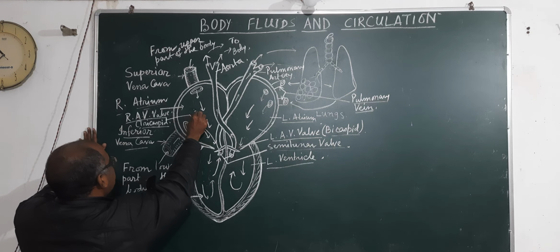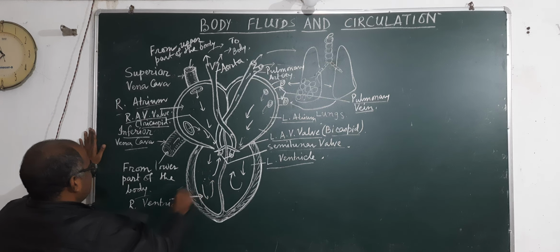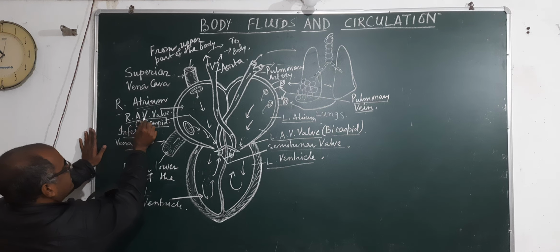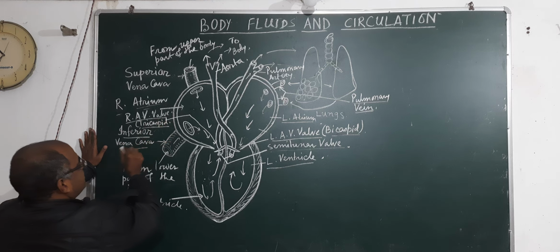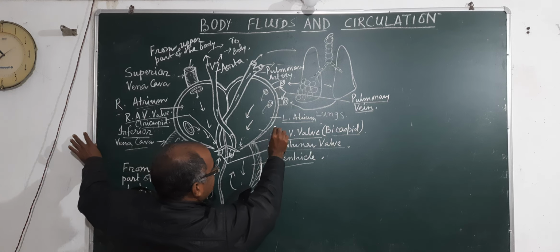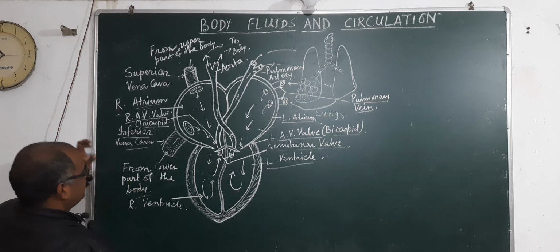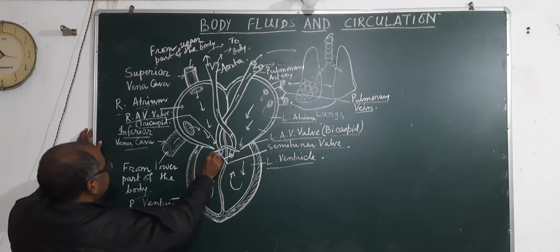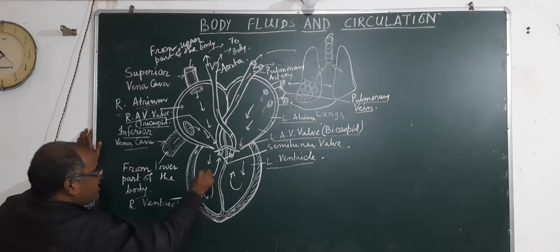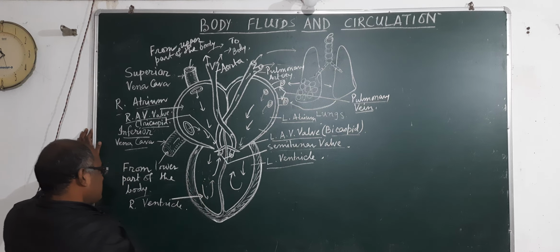From this right atrium, blood comes to the right ventricle through the right auriculoventricular valve or right AV valve. It is tricuspid. Try to remember, this is tricuspid, this is bicuspid. Please don't confuse. Tricuspid means 3 folds and bicuspid is 2 folds. So by the tricuspid valve, the blood comes to the right ventricle.